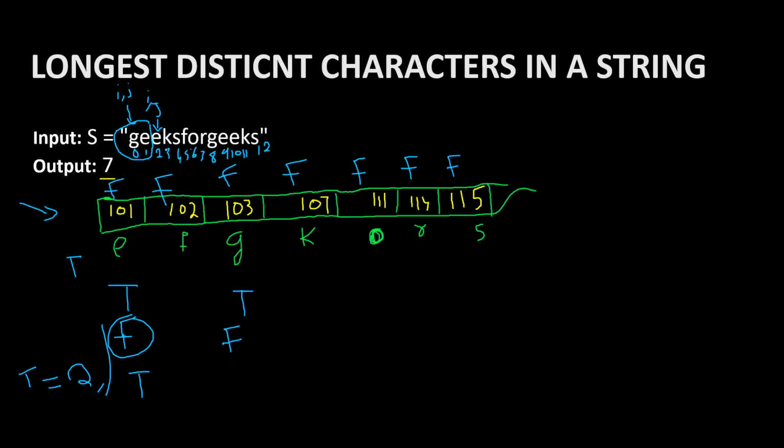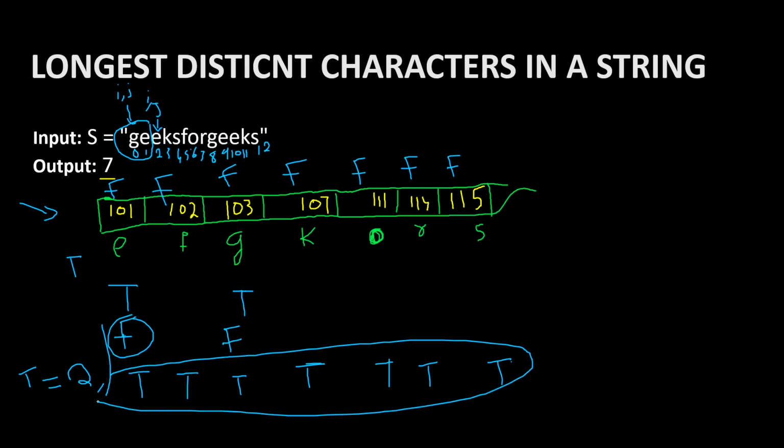Now K ASCII value, it is making true. S ASCII value, it is making true. F ASCII value, it is making true. Similarly, for O also and for R, it is making true because it was false earlier. Now again for G, it is making true. It was false earlier. Now, if we count how many truths are there in here, we have 1, 2, 3, 4, 5, 6, 7 truths.